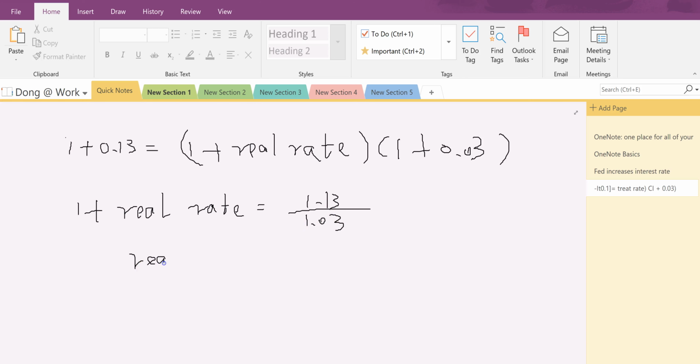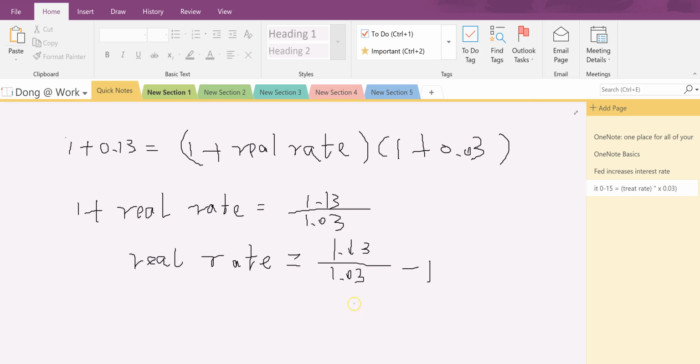So real rate equals 1.13 divided by 1.03 minus 1, right? I just deduct this 1 from both sides so I can solve out this real rate. So that's basically this.